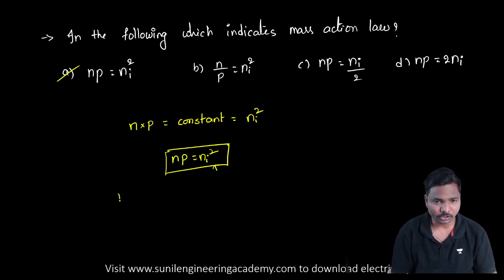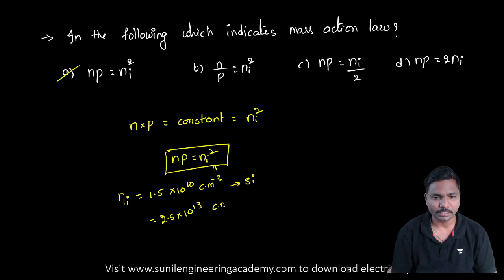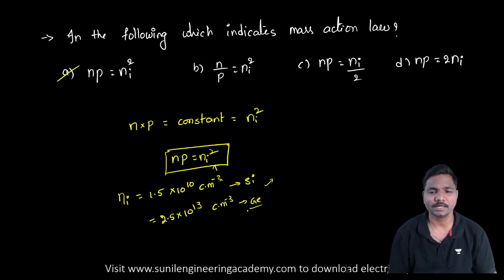We have the values for intrinsic concentration: 1.5 into 10 power 10 centimeter power minus 3 in the case of silicon. In the case of germanium, it is 2.5 into 10 power 13 centimeter power minus 3. So for germanium 2.5 into 10 power 13, silicon 1.5 into 10 power 10. In the PDF I have given all the differences between silicon and germanium, so try to download the PDF. Here the answer is np equals ni squared.